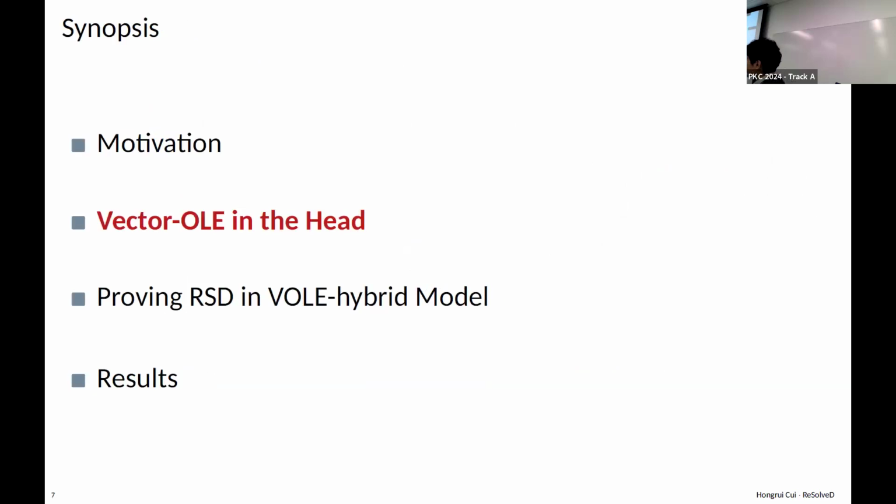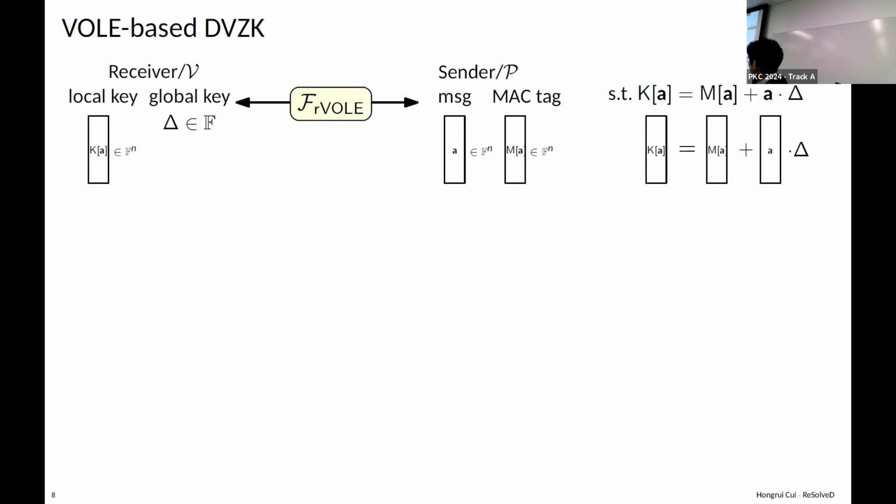In the rest of this talk, I will explain the high-level ideas of the transformation, and then we show how to prove the RSD problem in this framework. And finally, we report the experimental results. So this framework essentially provides a way to realize the vector OLE functionality in a public point manner, such that the zero-knowledge protocols that rely on this functionality can also be made public point.